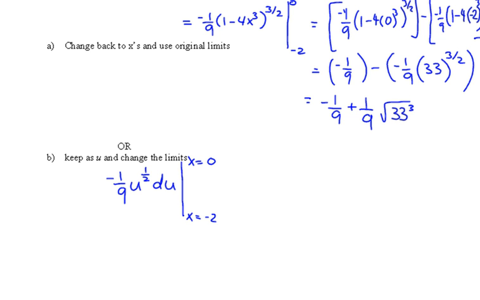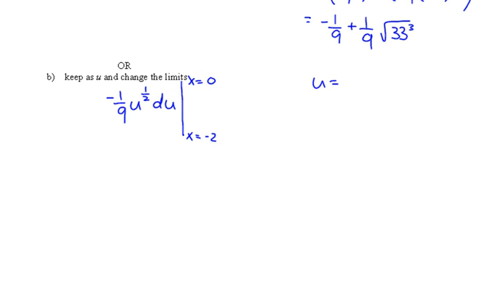The other option is you can change your values here. Okay? So instead of subbing in for x, you can find the values of u. Since we know u is equal to 1 minus 4x cubed, guys, I'm sorry, we're almost done. This is our last lesson, so hang in. I need to get this finished in 15 minutes, folks. So let's go.